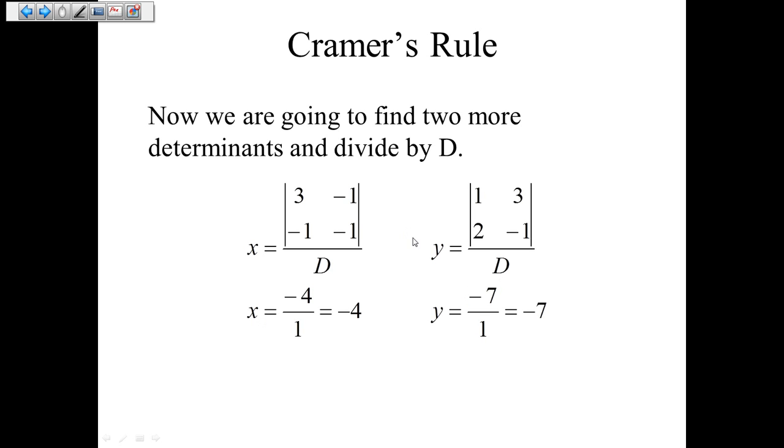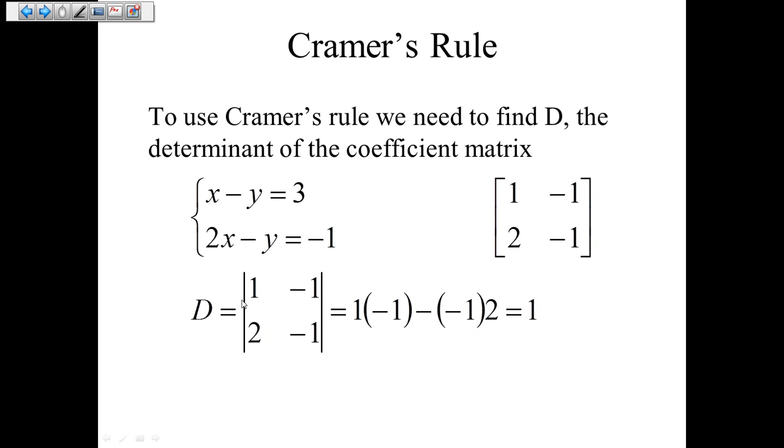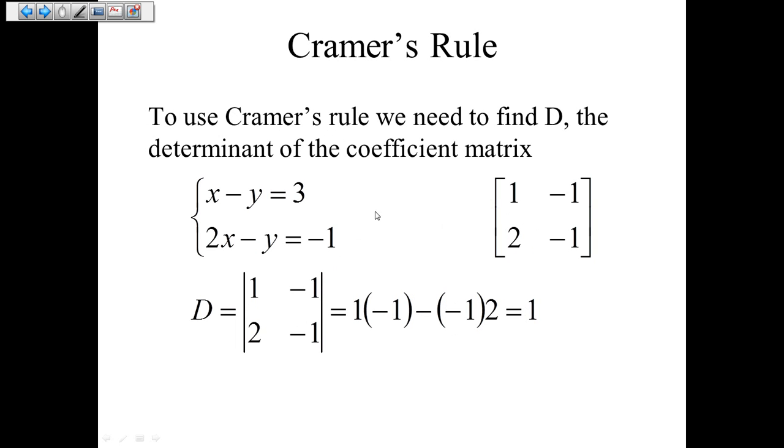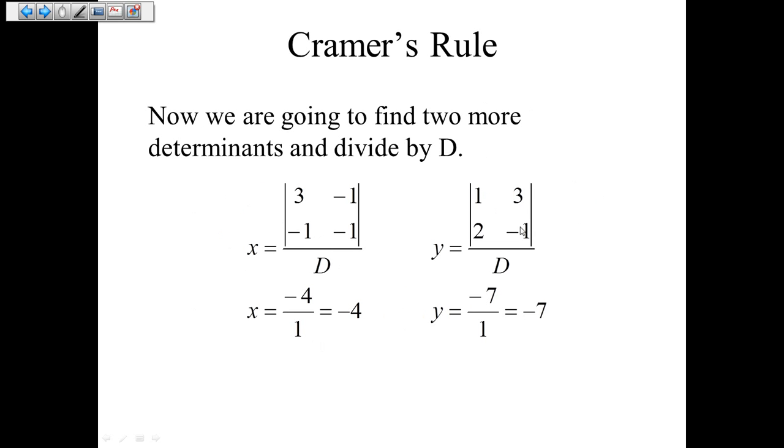Over here, solving for the y, we leave the x column alone. So you see that the x column has not been changed. It's the y column this time that's been changed. And how have we changed it? We've put the answers from the equation in for that y column. So you see that those answers have replaced the y column this time. So when I solve for x, I replace the x column. When I solve for y, I replace the y column. Again, I find this determinant, which is -7, and I divide by D, which in our case is 1. So we get y equals -7.